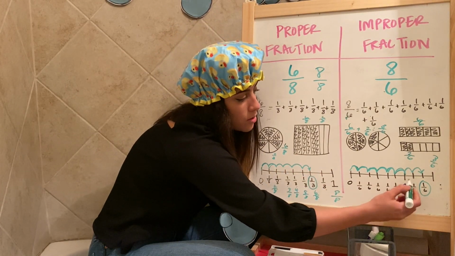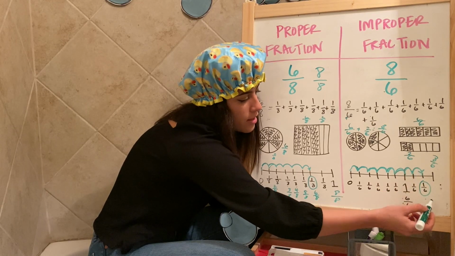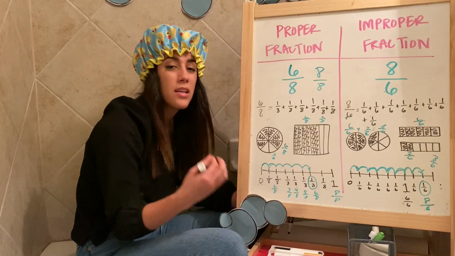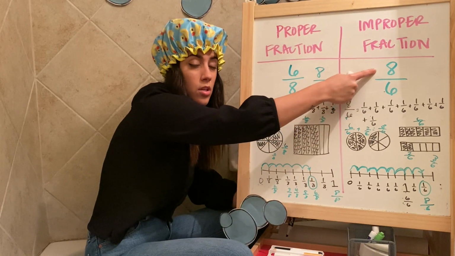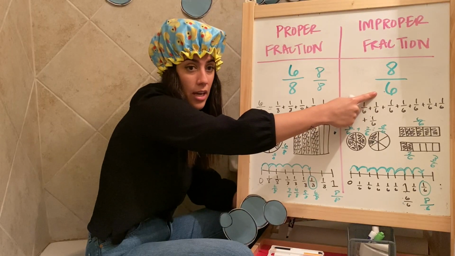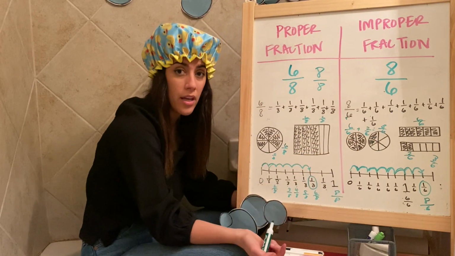So I go past the whole number, 1, 2. This would be 8 out of 6. It's an improper fraction because it's more. The numerator is larger, it has more than what it can offer, right? You're having to get more from somewhere else.